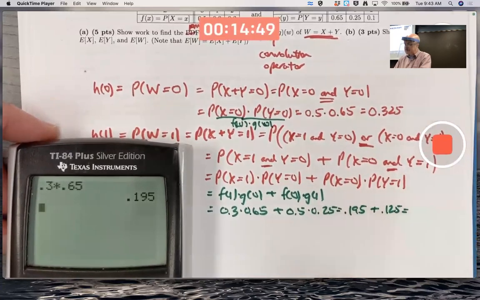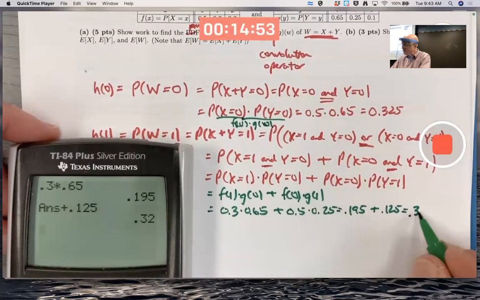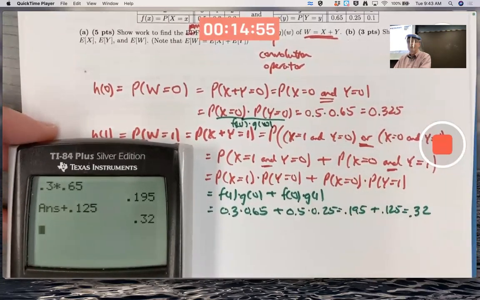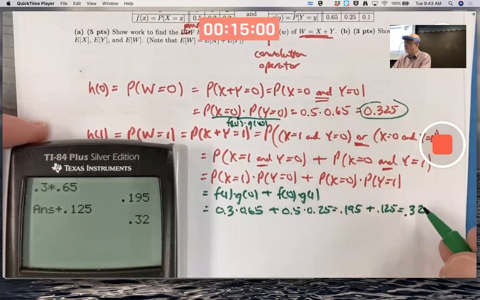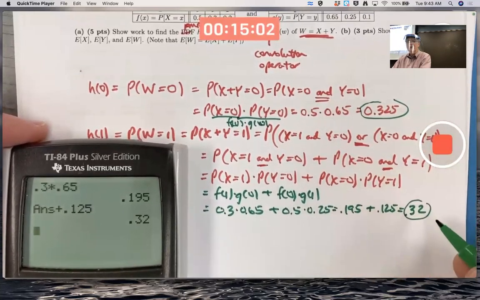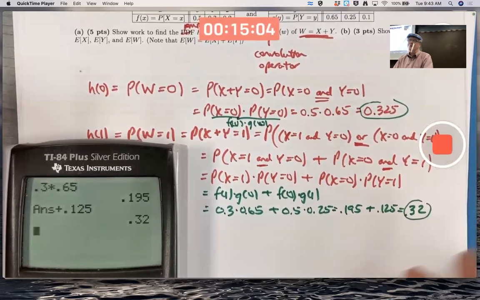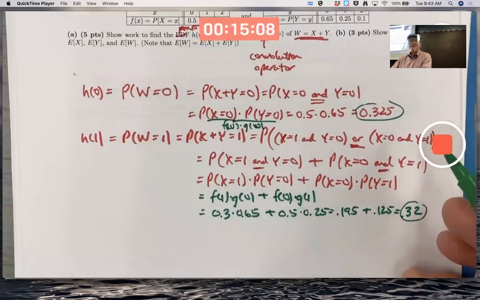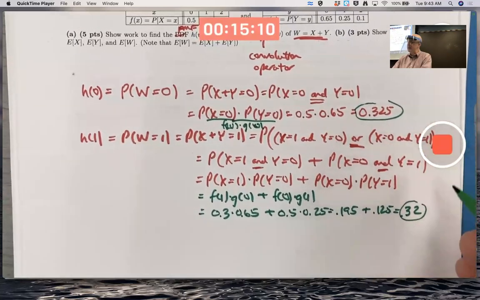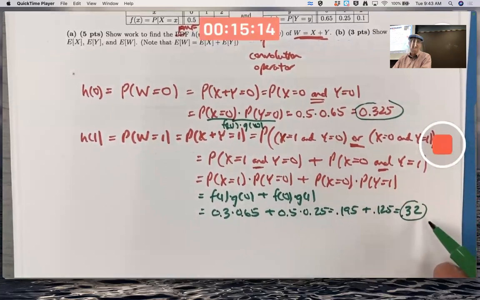So this gives 0.32. So the first value, the probability that W equals 0 is 0.325. The probability that W equals 1 is 0.32. I could also try to compute the CDF of W. Capital H of 0 would be 0.325, and capital H of 1 would be the sum of these two, would be 0.645.